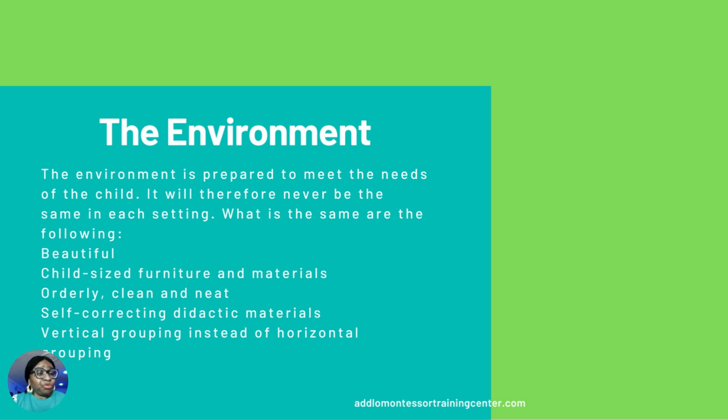The materials that we use in the Montessori environment are self-correcting didactic materials. We also engage in vertical grouping instead of horizontal grouping. What does this mean? Simply put, you have the 3 to 6 year olds, for example, in the same classroom. You have the 6 to 9 year olds, and then the 9 to 12 year olds in the same classroom. This is what we call vertical grouping. And it's done because we need that social interaction between the children that helps them to learn.